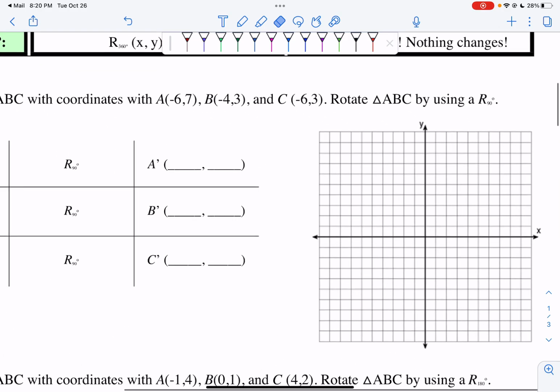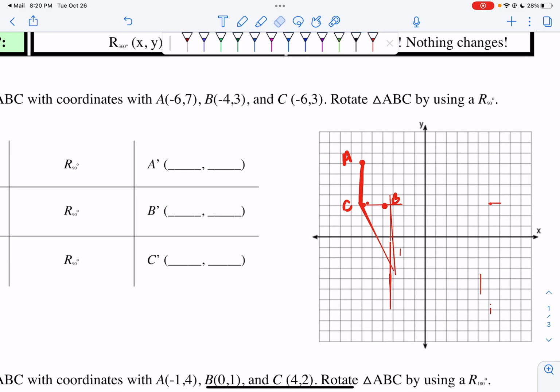So I'm going to go to the left 6, then up 7, and that's going to be A. I'm now going to plot -4, 3: left 4, up 3. And then I'm going to plot -6, 3: left 6, up 3. So I have triangle ABC.